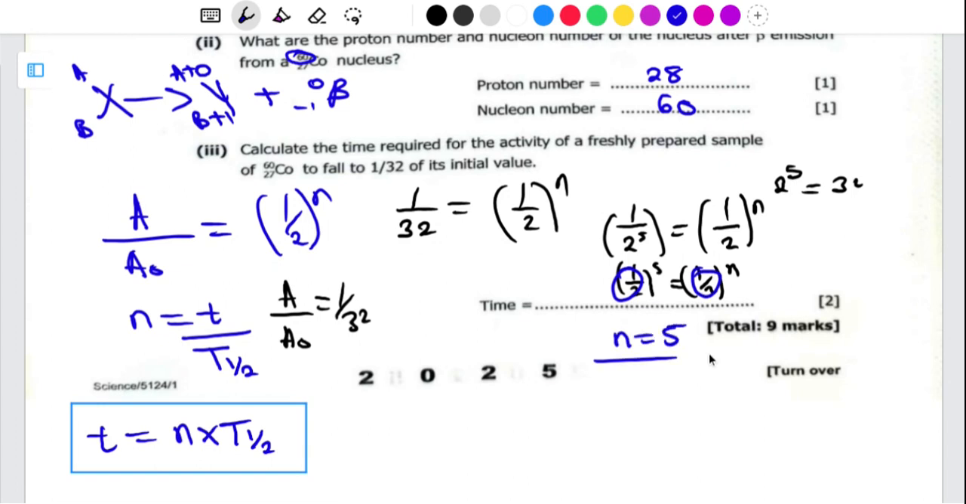So we can now calculate the time taken. The time taken is equal to the number of half-lives, which is 5, multiplied by the half-life. The half-life we have been given in the question is 5. Then when I multiply, I'm going to get 25. Remember, the units are years, so it is 25 years. So this is how you're supposed to answer this one. Thank you very much for watching.